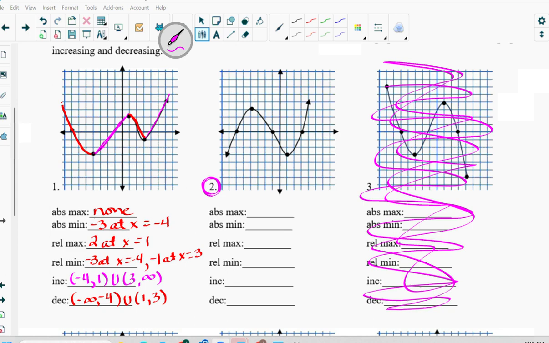Would there be 2 relative maximums here? Just 1. I see 1 relative max and 1 relative min.